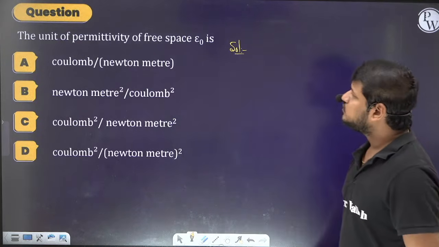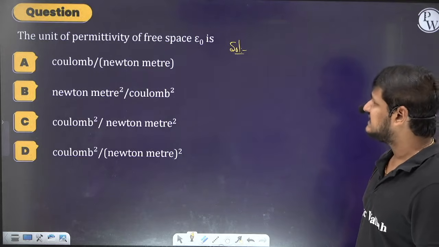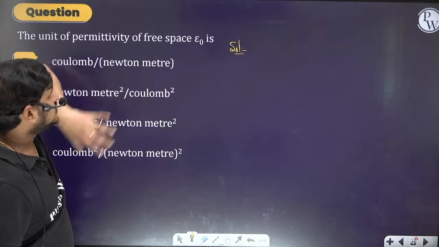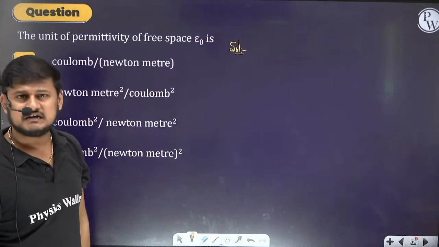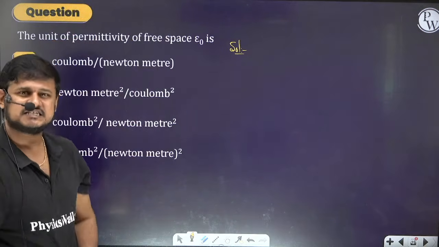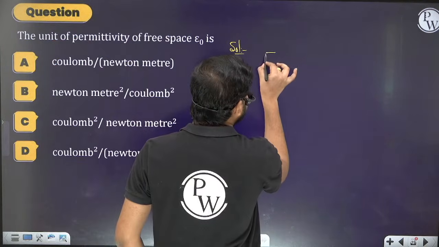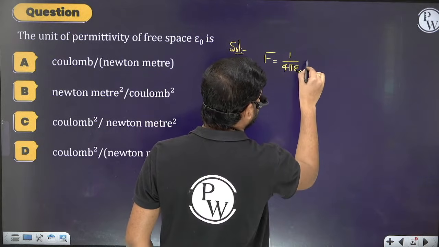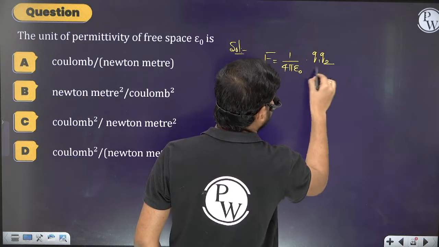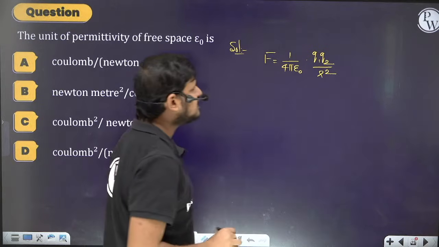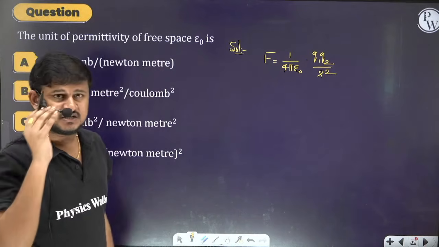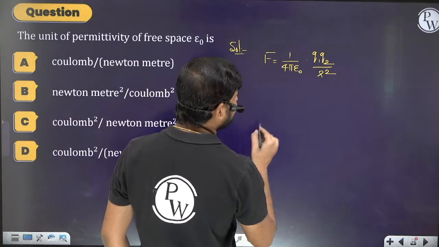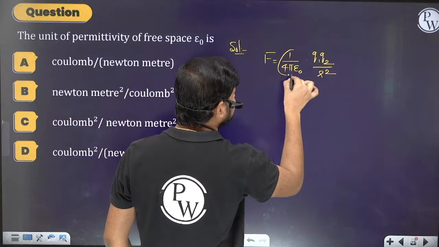So here, the unit of permittivity of free space. You can learn this from the second year, the first chapter, electric charges and fields. Where the force between the two charges will be given by 1 by 4 pi epsilon naught q1 q2 by r square. Where this epsilon naught is called the permittivity of free space. Now, how do we get the formula for this? Here 1 by 4 pi is the constant, so you can take that off.